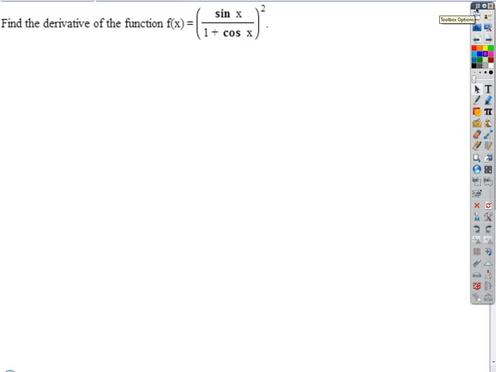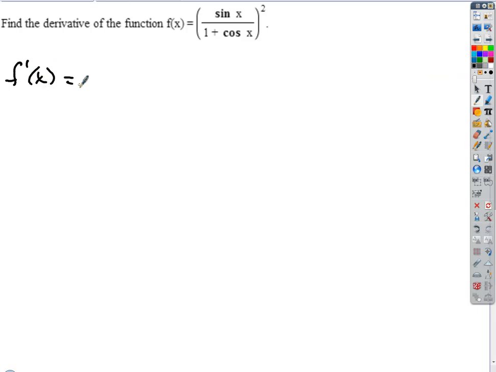How many layers are there to this? I guess you could say 3. On the outside level it's a power, and on the inside it's a quotient. Yeah, the dreaded quotient, okay. That's dirty.